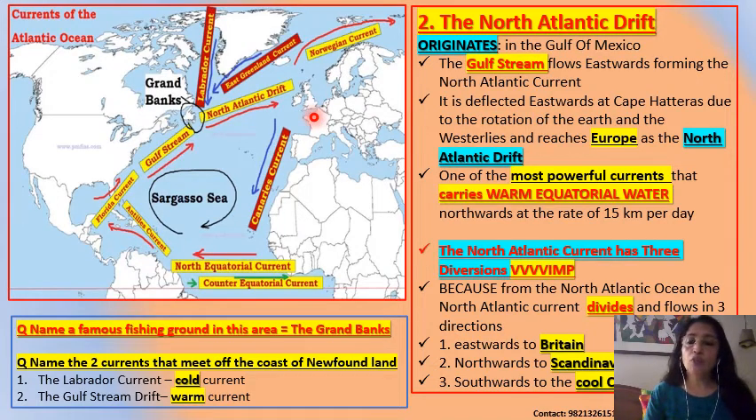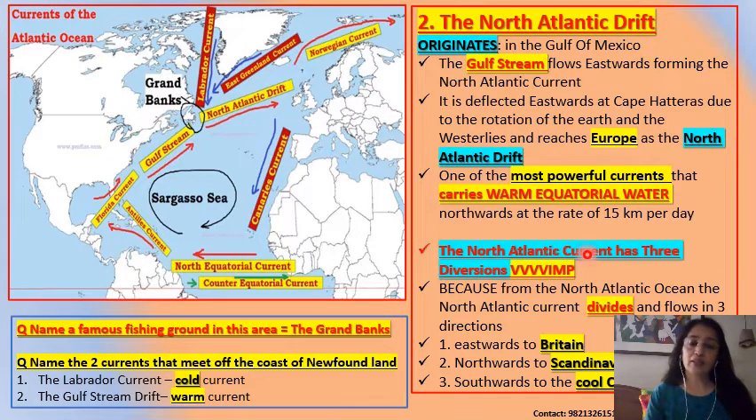It is one of the most powerful currents that carries warm equatorial water northwards. So these are equatorial waters, and these waters are carried by these currents. It is one of the most powerful currents that carries warm equatorial waters northwards at the rate of 15 kilometers per day.